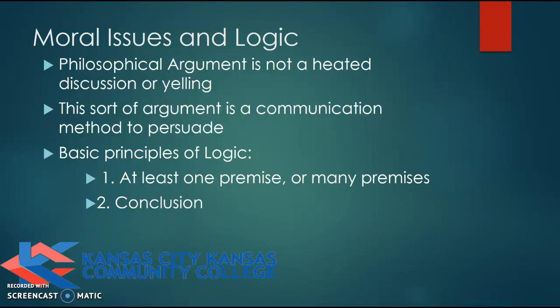So basic principles of logic are these two parts. First, at least one premise or many premises. And the second is conclusion. You can almost think of it as a recipe. How do you make something like bacon and eggs? Well, you have to buy an egg, you have to buy some bacon, you have to crack an egg, you have to open the package of the bacon, you have to cook the bacon, you have to cook the egg, things of this nature. And then at the conclusion you have a breakfast, bacon and eggs. That would be the conclusion. But the recipe itself would be the premises.